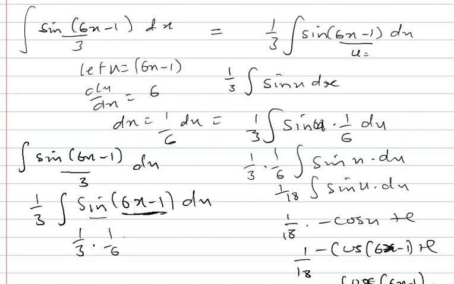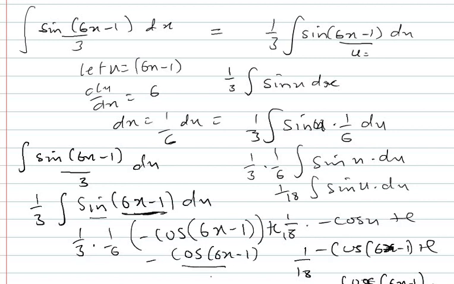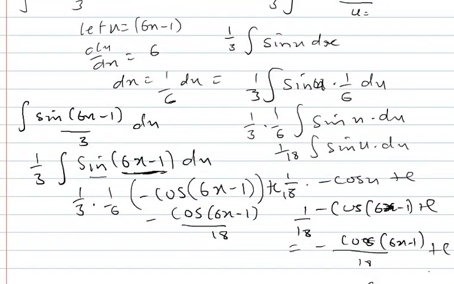The integral of sine is minus cos, I mean. So we have minus cos of 6x minus 1, then plus c. So we have minus cos of 6x minus 1 all over 18. So it's the same. The final answer should be minus cos of 6x minus 1 all over 18 plus c.